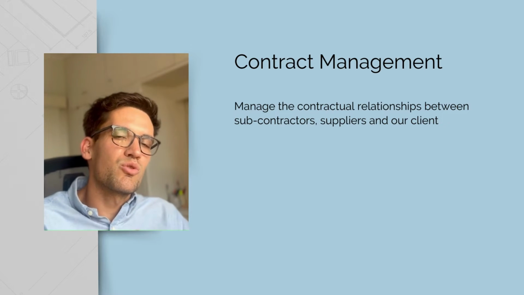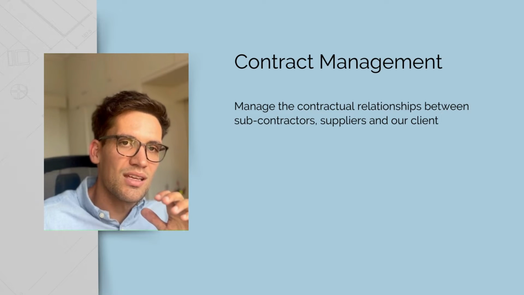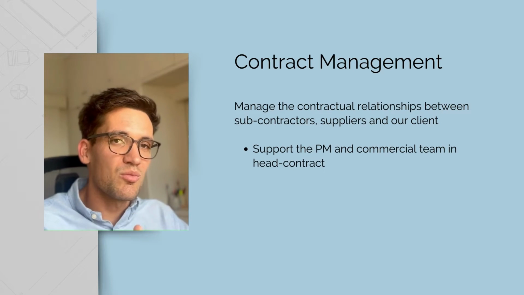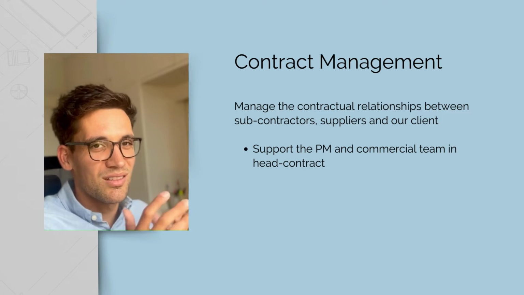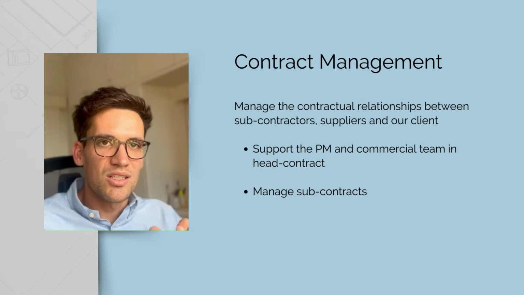As a construction project engineer, you'll be involved in both the head contract and subcontracts. With the head contract, you'll need to be able to support the project manager and commercial team in managing it, although you probably won't be directly involved in the head contract unless it's a small project. And then you'll also be responsible for managing subcontracts.